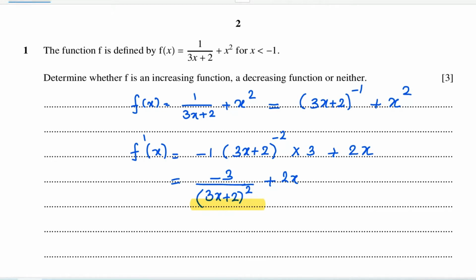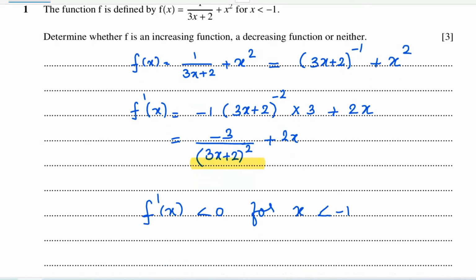So that is nothing but f dash of x will be less than 0 for all values of x less than -1. So since f dash of x is less than 0 for all the values of x, this is nothing but a decreasing function.